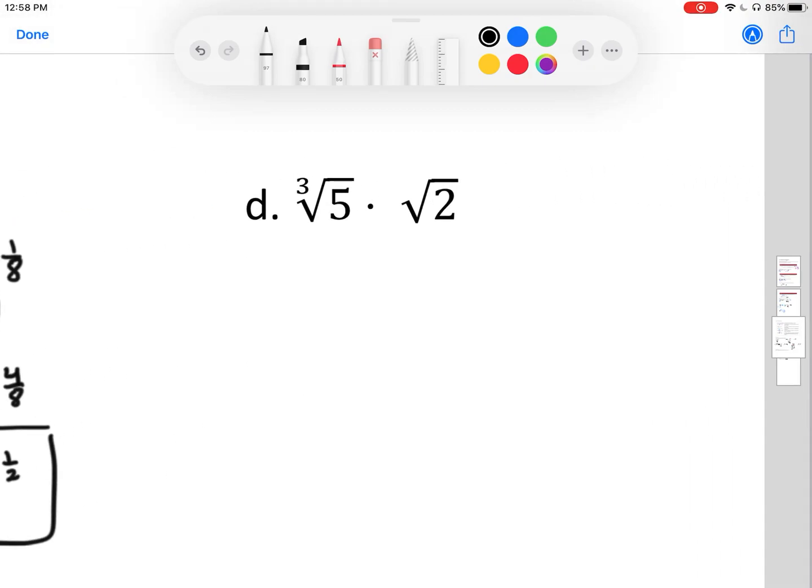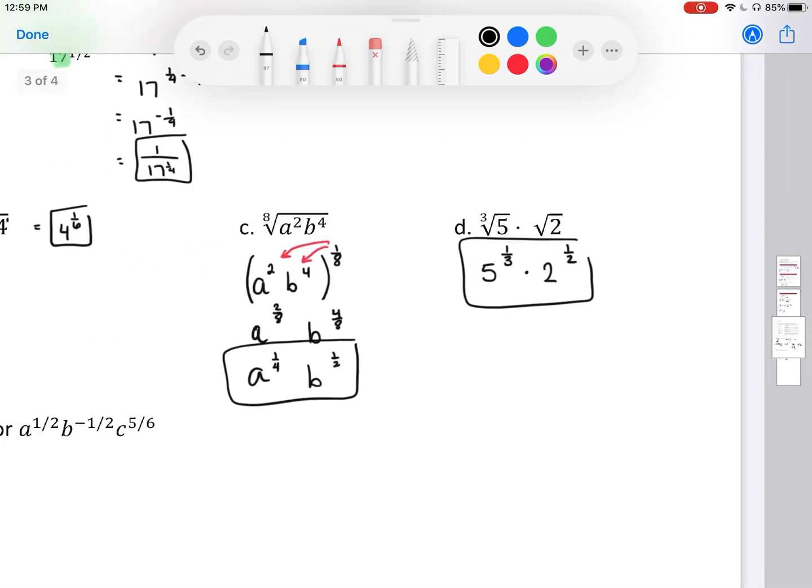Okay, let's rewrite it as rational exponents. So I have 5 to the 1/3 times 2 to the 1/2. Now we could add them, but in order for that to happen, we need to have the same base, and we don't have the same number as a base. So there's nothing else I can do with this problem. Try to trick you a little bit.